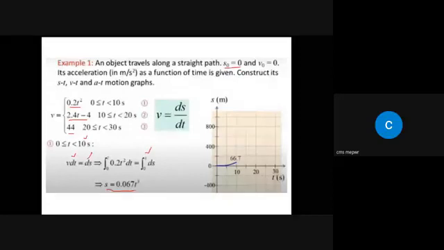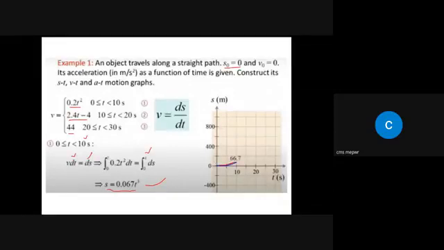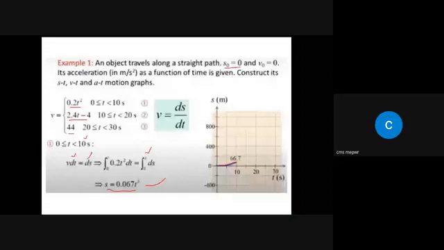At t equal to 0, the displacement is 0, which is this value. And remember, it's a third degree equation, a third degree curve, so the slope will have a greater curve. When you put t equal to 10 over here, 10 multiplied by 10 is 100, multiplied by 10 is 1000. And when you multiply it by 0.067, the answer will be 66.7 at t equal to 10 seconds, right?